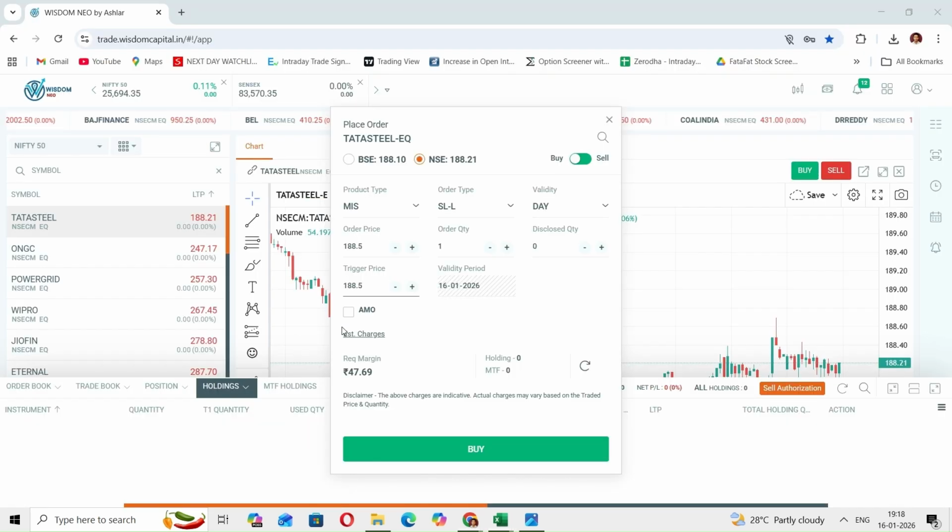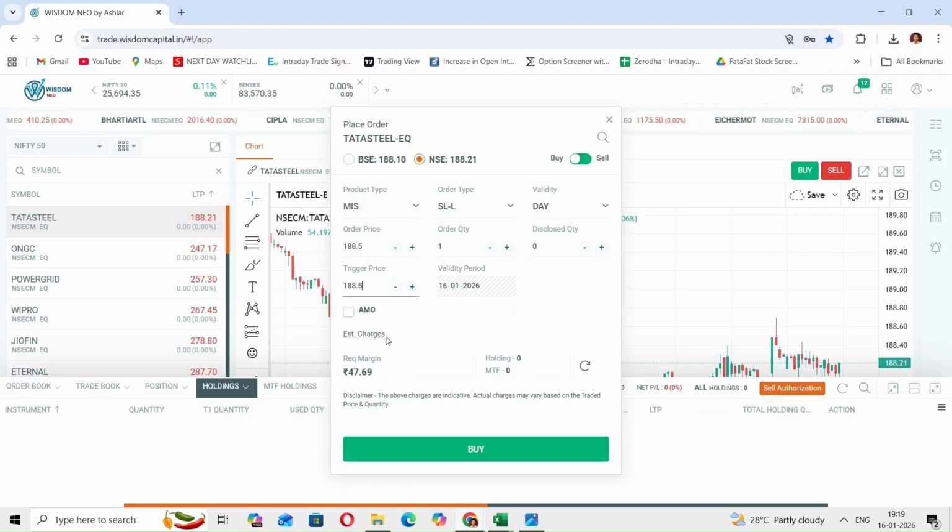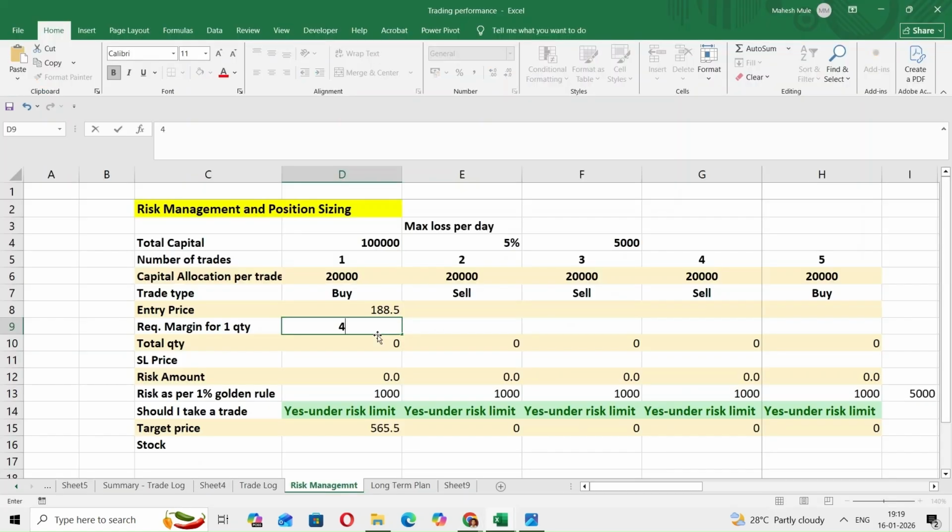Sorry, first I will put entry price 188.5. Then required margin for one quantity, that is 47.69.